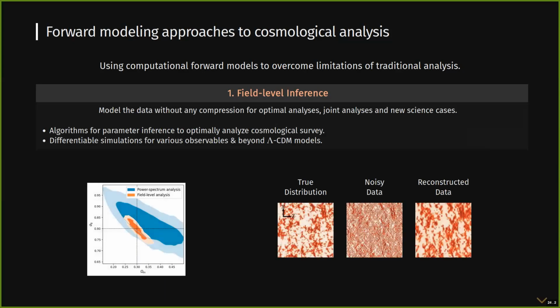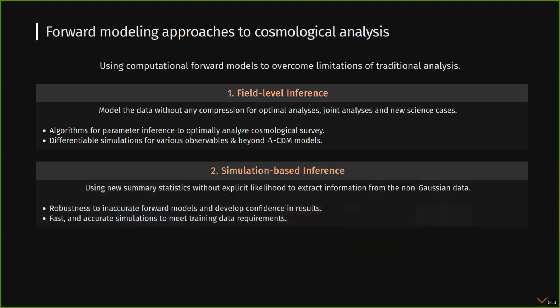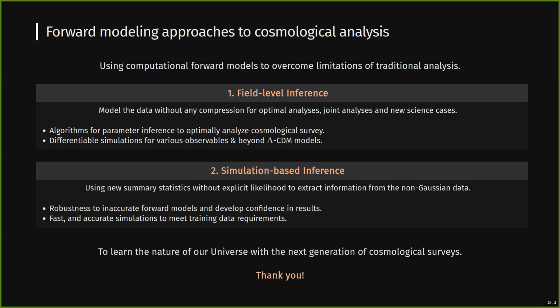The two approaches that I've talked about are field level inference, where the objective is to model the data without any compression, to do optimal analysis, joint analysis, and develop new science cases. I've laid out some roadmaps that we'll need to solve before doing this for surveys. The second thing I talked about was simulation-based inference, which allows us to use different kinds of statistics to extract information better than the power spectrum. And again, I've laid out some of the fundamental challenges that we need to overcome for this. And I think we need to develop these kinds of algorithms to learn the nature of the universe with the next surveys. Thank you.